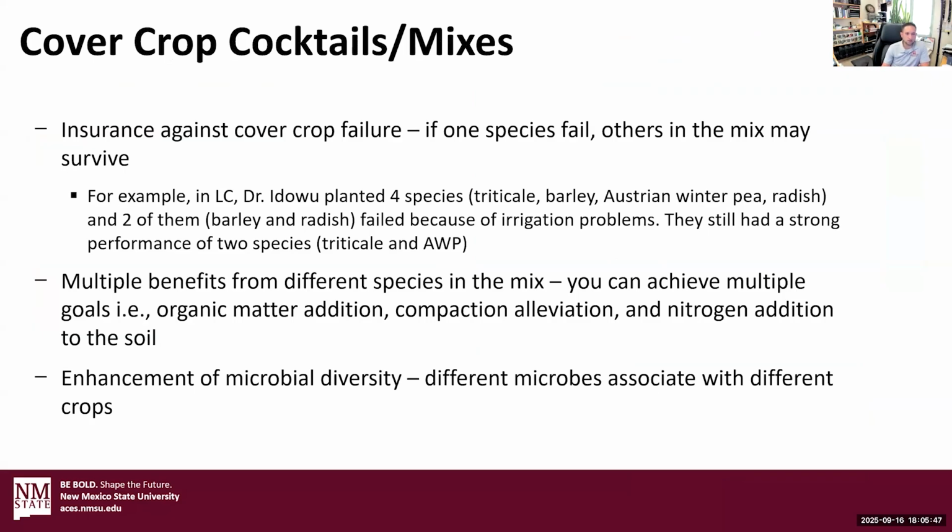A good example, Dr. Idowu mentioned that he planted 4 different species: triticale, barley, Austrian winter pea, and radish. And 2 of them, the barley and the radish, failed because of irrigation problems. But still, because they had that mix, the other two, the winter pea and the triticale, had a strong performance and they established well.